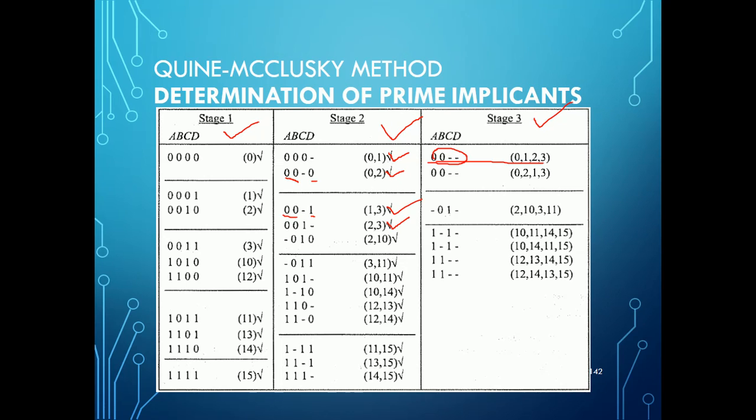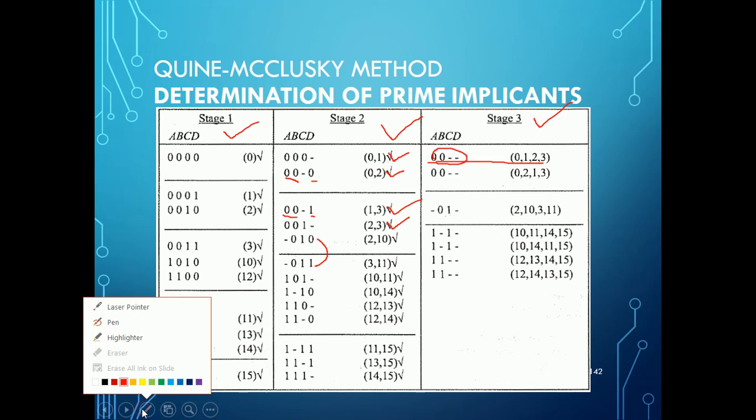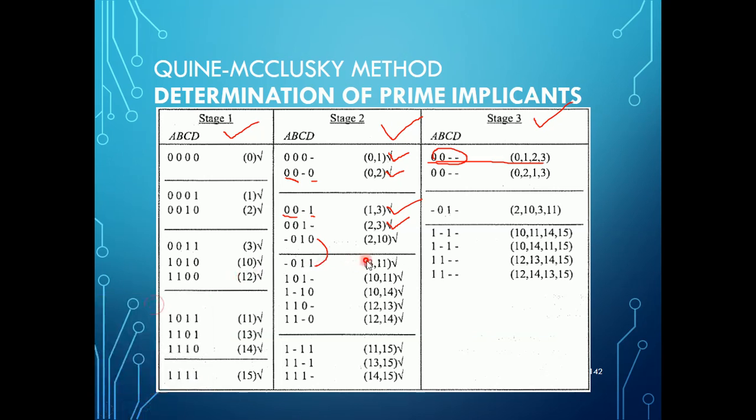So go on doing this procedure as we have said earlier. Can 2 3 be combined with other adjacent terms? It's not matching with any other terms, so leave the term. And the next term we have to see is 2 10. Can 2 10 be combined with another term? Yes, it can be combined with the adjacent term 3 11.